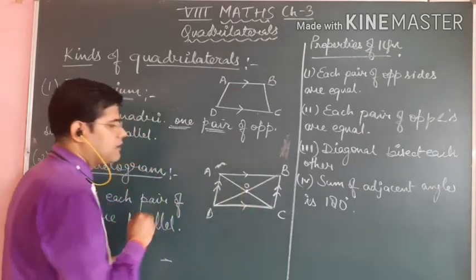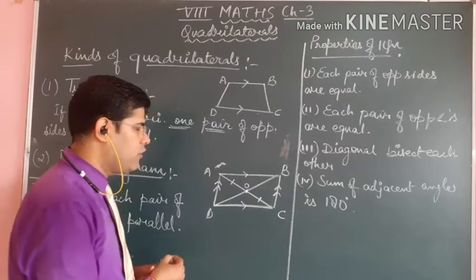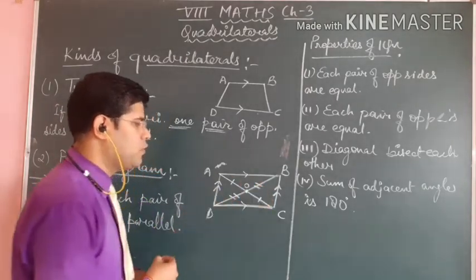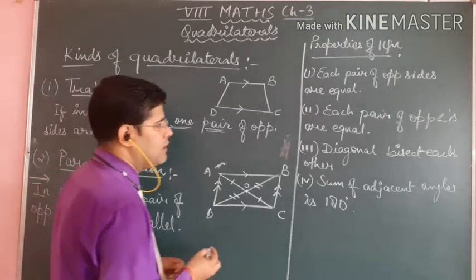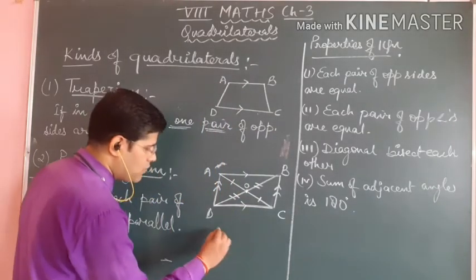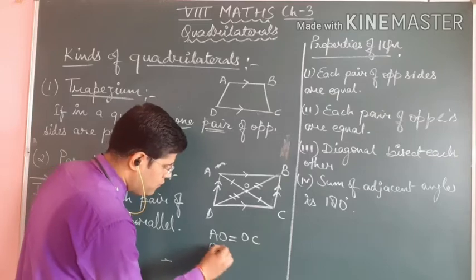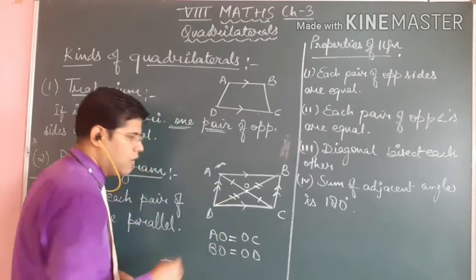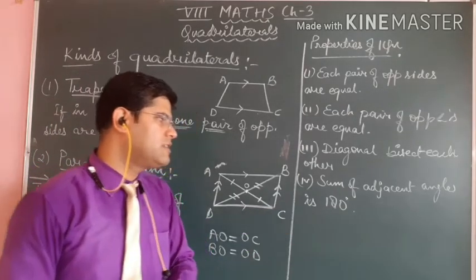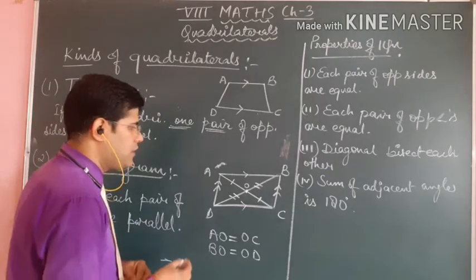Here the intersecting point is denoted by O. Here AO is equal to OC, and when we talk about the other diagonal, then BO is equal to OD. So if we write that property, the third one, diagonals bisect each other, it means AO equals OC and BO equals OD. Okay students, now the last one, the sum of adjacent angles is 180. So what are adjacent angles? I already told you. So here we represent the sum.